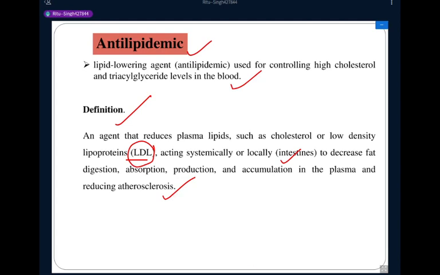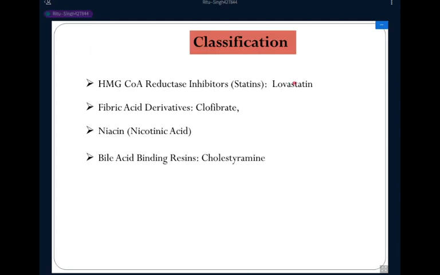Now we discuss the classification of antilipidemic agents. The first category of this classification is called HMG coenzyme A reductase inhibitor, also called statin. HMG is hydroxymethylglutaryl: H is hydroxy, M is methyl, and G is glutaryl, and this is a coenzyme. So HMG coenzyme A reductase inhibitor, also called statin, and the example of a drug in this category is lovastatin.